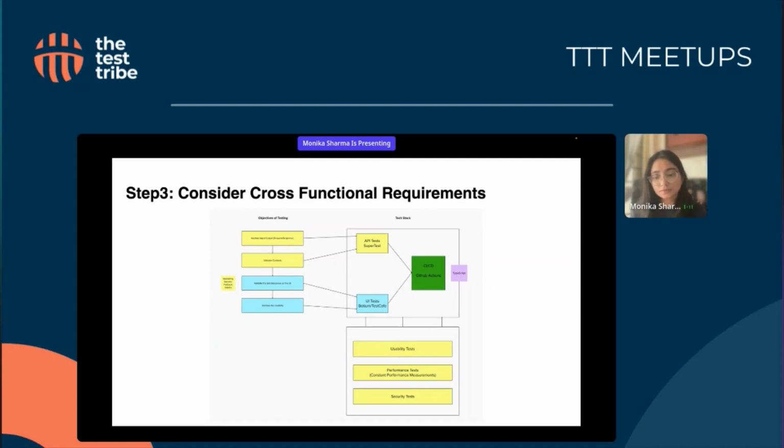Cross functional requirements majorly revolve around security testing, performance testing, and usability testing, which we usually tend to miss, because we think that our whole responsibility is to do functional testing, which is just around how it looks in the UI. And if we are doing service or microservices testing, like from Postman, it's about what request we are sending and what response we'll be getting. So we tend to miss all these three layers.